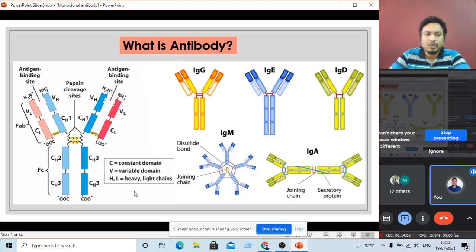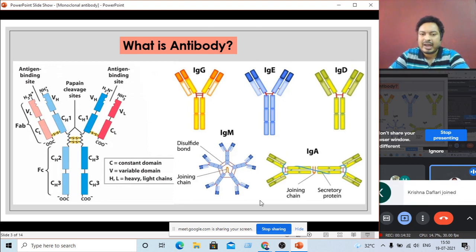So this is the structure of the antibody. Now, in a human body, there are 5 different classes of antibodies. You can see IgG, IgE, IgD, IgM, and IgA. That is, immunoglobulin G, immunoglobulin E, immunoglobulin D, immunoglobulin M, and immunoglobulin A. So these are the 5 classes of antibodies found in the human body.